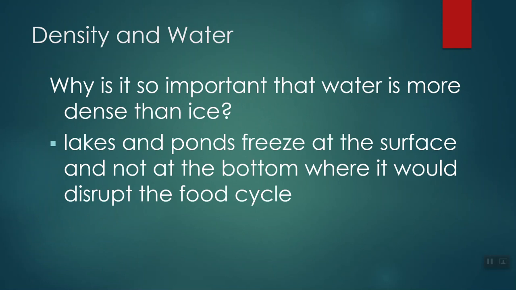If lakes and ponds were to freeze, where do they freeze? They freeze at the surface first. So the ice will float on the water, allowing little fishies and the plants to survive underneath. If water was like every other substance, it would freeze first at the bottom, freezing all the plants that fishes require in order to live. So life in the pond or in the lake would cease to exist.